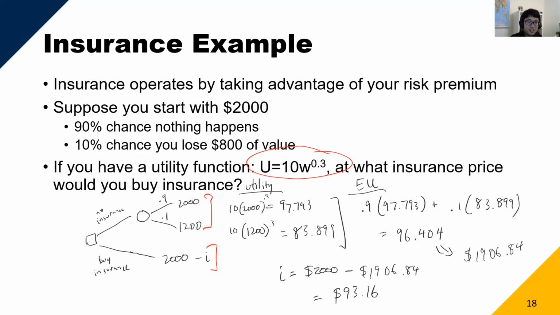Okay. So hopefully this makes sense to everyone, right? We just basically want to make the branches of your decision tree equal. And so in this case, you're actually just breaking even.